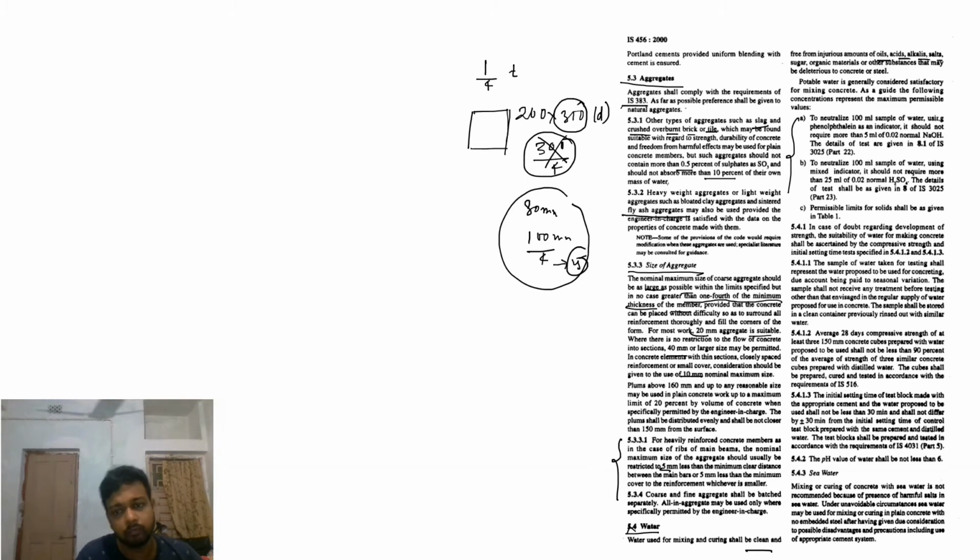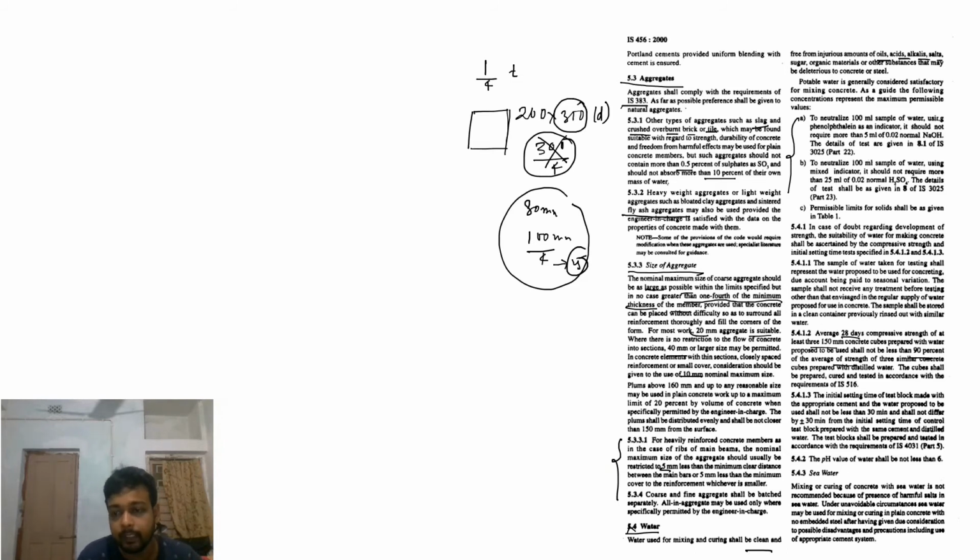So this is some test you can avoid, because I never saw any kind of question on it in the exam. In case of doubt regarding development of strength and suitability of water for making concrete, a composite strength test is necessary. The average 28 day compressive strength of at least 3 150 mm concrete cubes prepared with the water should not be less than 90% of the average strength. That means at 28 days at least 90% strength should come, otherwise there is some issue.